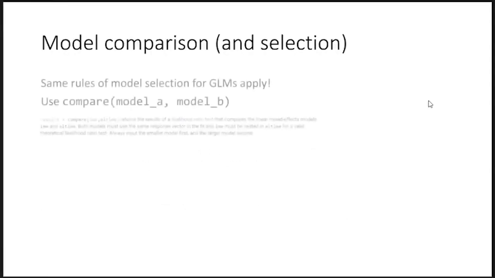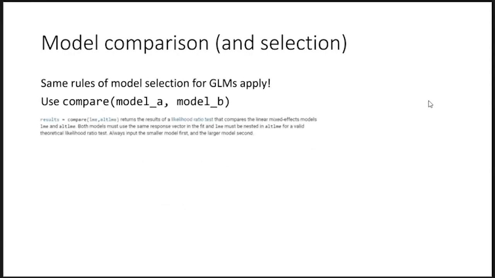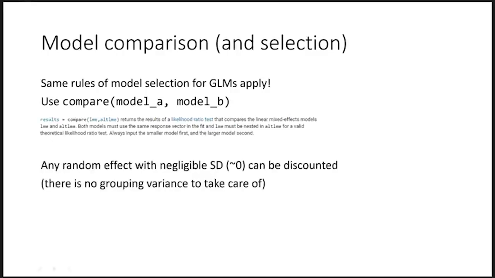Okay. Awesome. Model comparisons and selection. Same rules of model selection for GLMs apply. We have two models. We want to select between them. We use one function which is called compare, model A and model B. Okay. And then any random effect with a negligible standard deviation can be discounted. And we can see it with the compare function. We'll do a model with it, a model without it. We'll compare between them and we'll see there will not be a significant difference between them. Okay. Basically, you're just adding parameters to your model. Exactly.